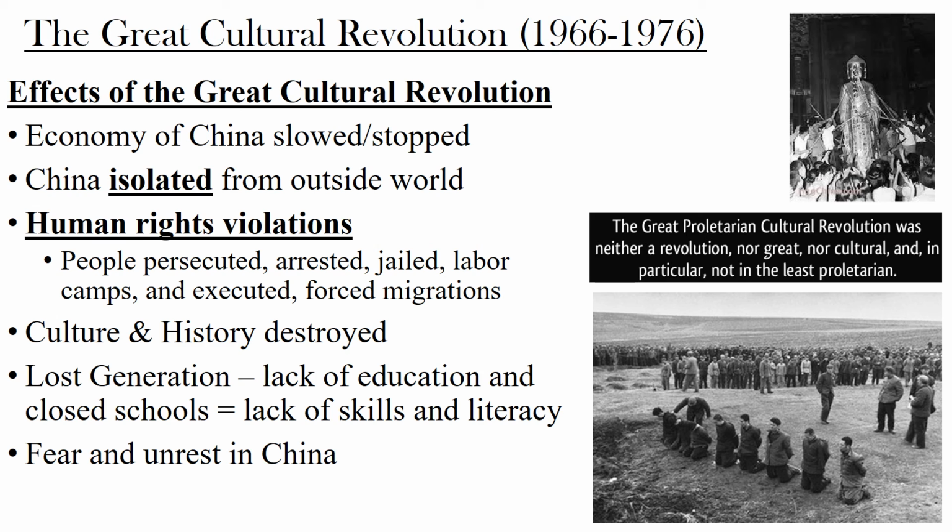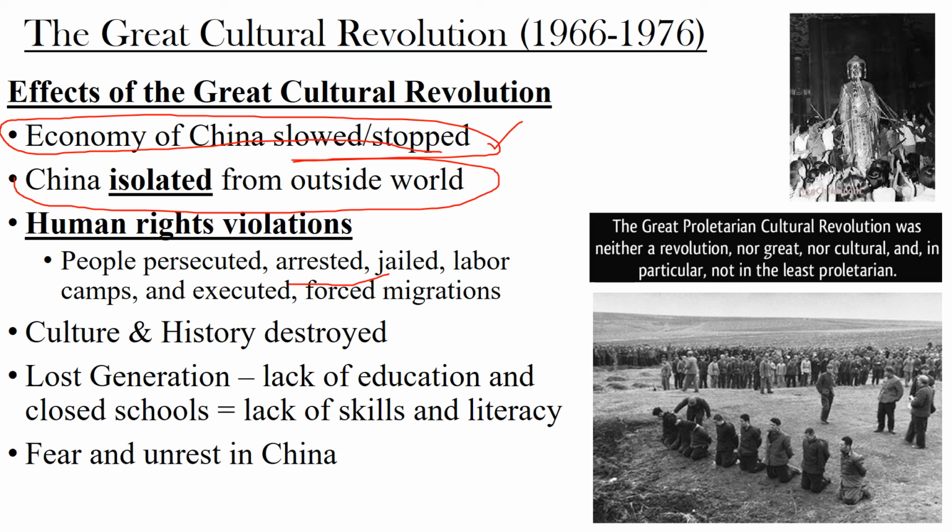So, what are the effects of the Great Cultural Revolution? Well, the economy of China slowed and stopped. It is utter chaos. There's nothing being produced. There'll be more famines because of it. China gets isolated from the outside world. If Destroy the Four Olds is part of this campaign, they're certainly not going to welcome foreigners. And countries just like, this is crazy.